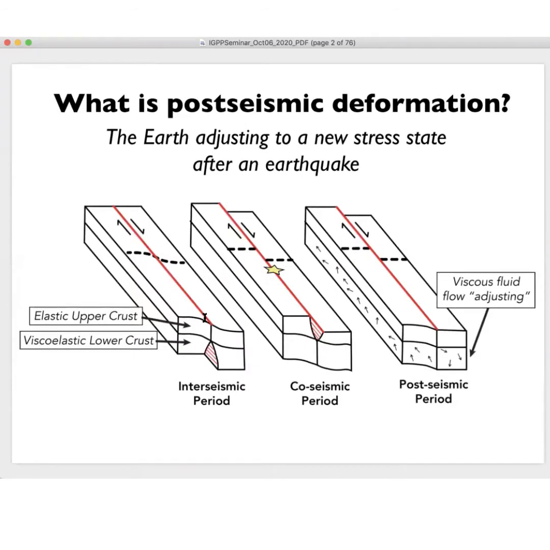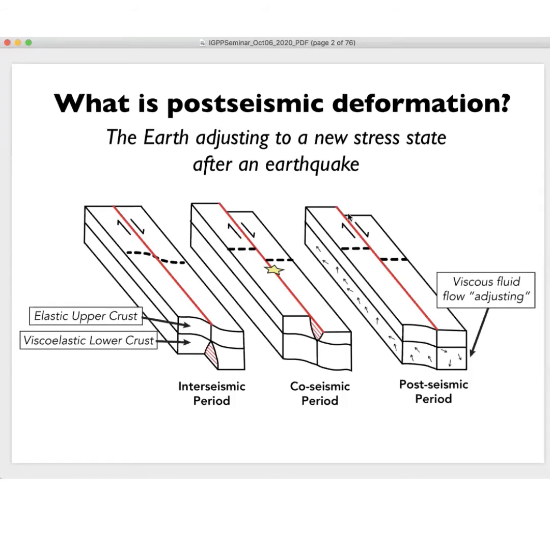Okay, so before we go any further, I want to make sure we're all on the same page with what I mean when I say post-seismic deformation. Whenever an earthquake occurs, the Earth actually has to adjust to the new stress state that's been introduced. So what you're seeing here is the classic elastic rebound theory model of the earthquake cycle. In the first panel, we have interseismic deformation, and that's where we have a locked fault at the surface. And along that locked fault, elastic strain builds up over time until the strength of friction on that fault is exceeded, and then we have an earthquake. And that's when we enter the co-seismic period.